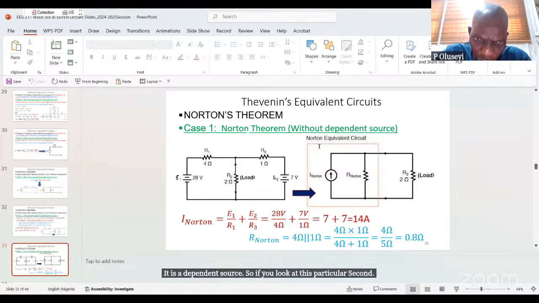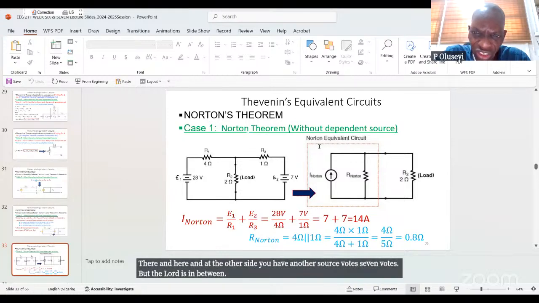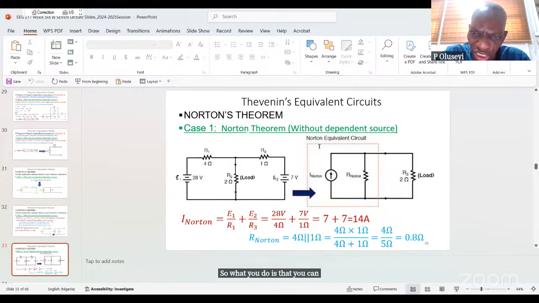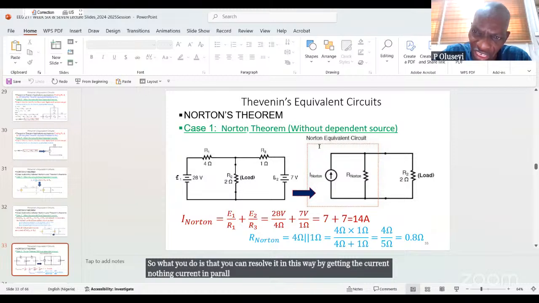circuit, you have the source voltage 28 V, you have the resistors there and here, and at the other side you have another source voltage, 7 volts. But the load is in between. So what you do is resolve it by getting the Norton current in parallel with the equivalent resistance, otherwise known as Norton's resistance. And that is what has been done here.